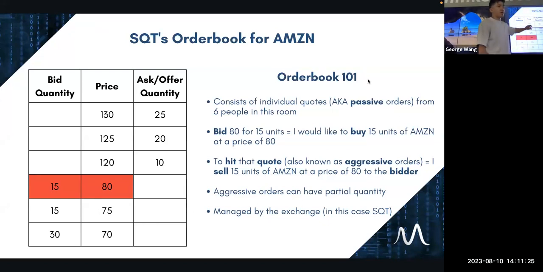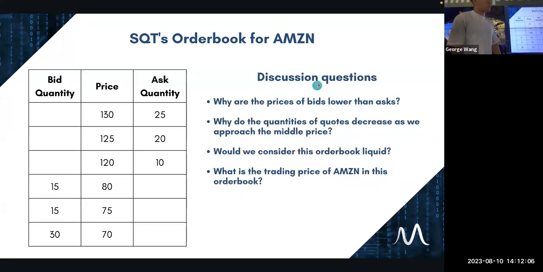And this is only a quote. Before anybody actually hits it, before anybody actually trades with you, nothing happens. You don't spend any money, you don't have to give any stocks. But once the trade happens, if I were to sell at 80 to this guy for 15 units, I would have to give this guy 15 units and I will receive 80 times 15 in terms of cash flow in exchange. Does that make sense to everyone? So this is an order book. The bid stands for buy and the ask stands for sell. This is also known as the offer. Ask, offer, same thing. Now we're going to look at some discussion questions about this order book.